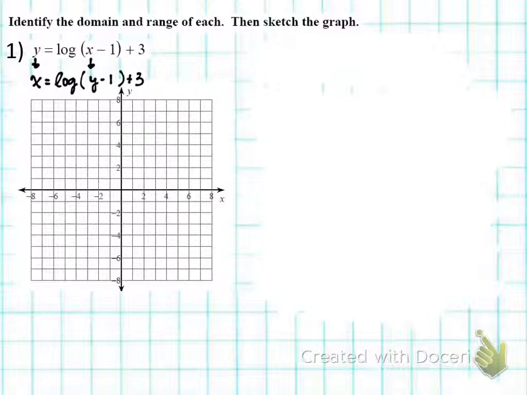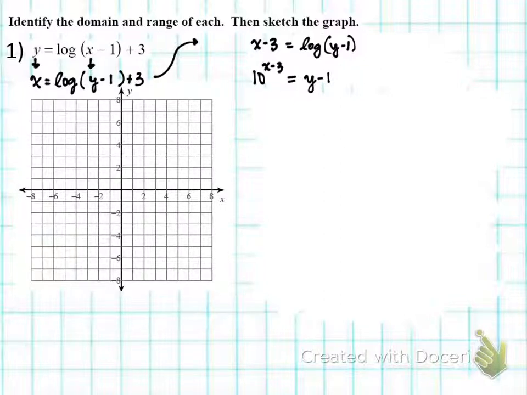Any equation is always set equal to y, so right now y is not isolated. So we're going to isolate the y by solving for it. We're going to subtract 3 on both sides. It's going to be x minus 3 is equal to common log of y minus 1. Then we're going to convert this into an exponential equation. It's going to be 10 to the x minus 3 is equal to y minus 1.